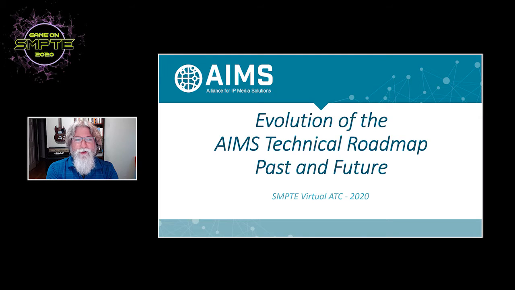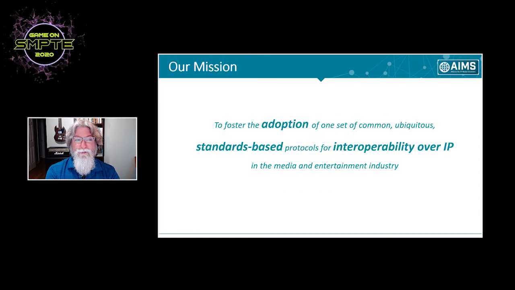And today we're going to talk about how the AIMS technical roadmap gets created and how it's evolved over the years. You've heard about the mission of AIMS. The mission of AIMS here on the screen, of course, is to foster adoption of this set of common ubiquitous standards for interoperability. But I want to highlight a couple of words in here that are important. The first word I want to highlight is one set of common ubiquitous standards.